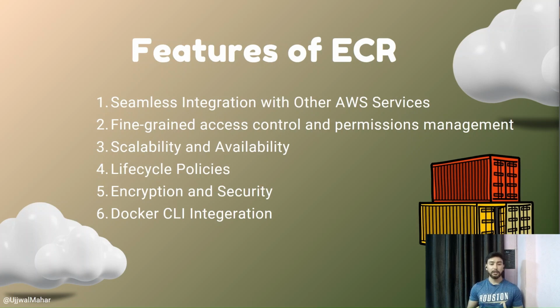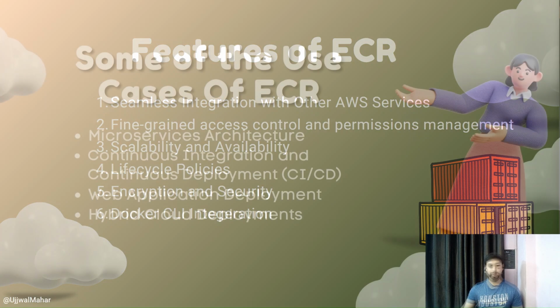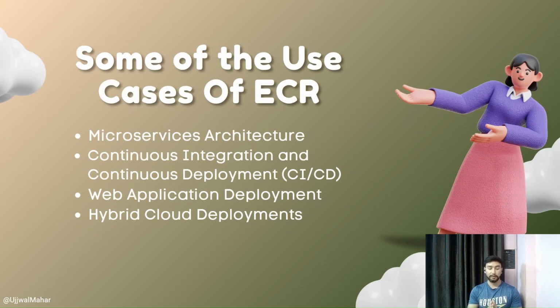When dealing with images or containers, it is always important to have security in mind. And ECR doesn't disappoint us here too, because ECR provides us with encryption when your images are at rest and also when images are in transit with the help of Amazon Key Management Service. With its help, your images and containers are always encrypted in order to maintain the overall security of your container. ECR can also be seamlessly integrated with Docker CLI so that you can easily push and pull your Docker images to the container registry.